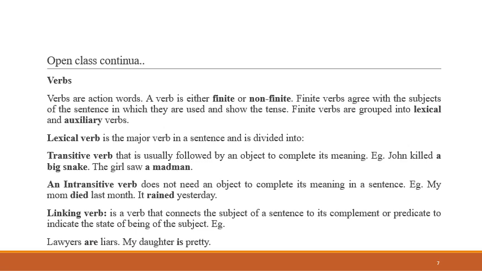Take a look at the example on the screen. John killed a big snake. A big snake is our object here, completing the meaning of killed. Then the second example, the girl saw a madman. A madman here is an object, completing the meaning of what? The verb saw, which is a transitive verb.